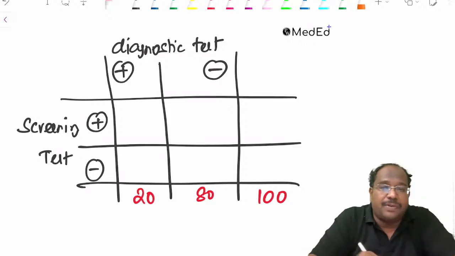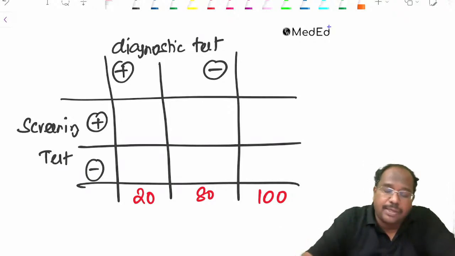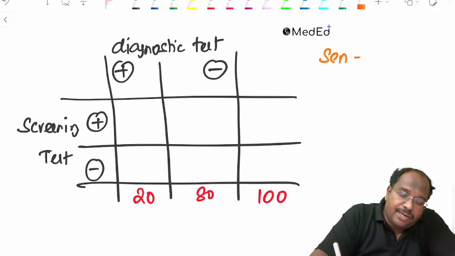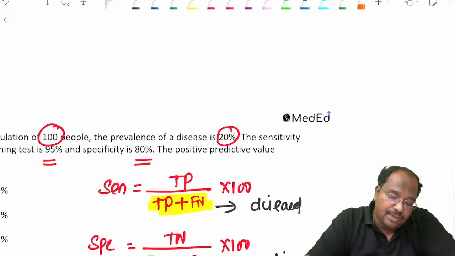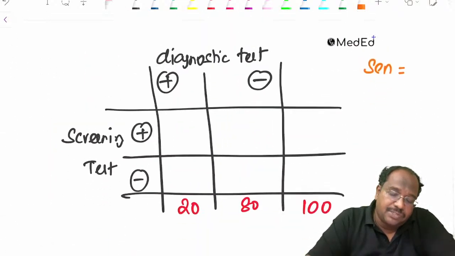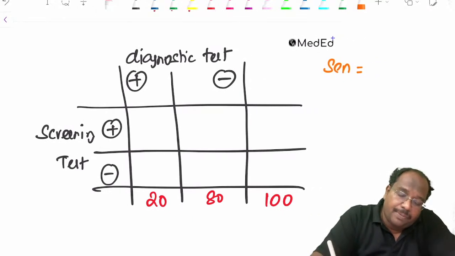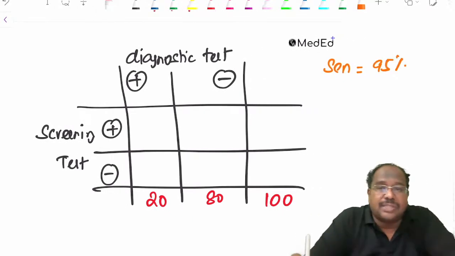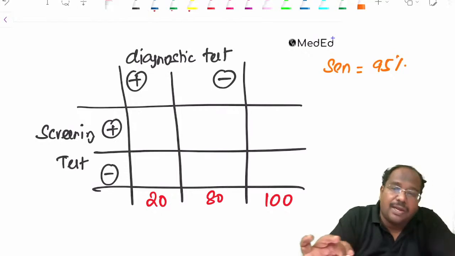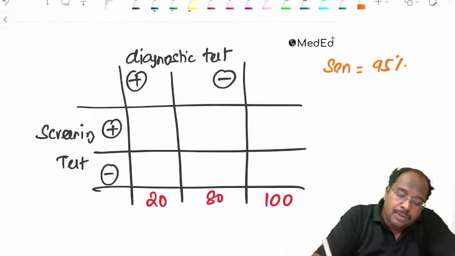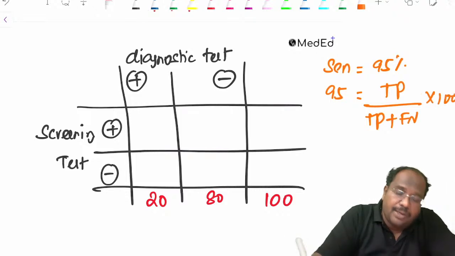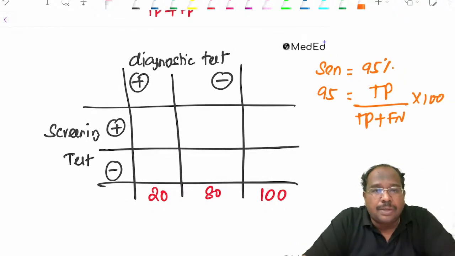Now what is the formula here? What they have given, we have to fill the remaining rows and columns. Sensitivity they have given is 95%, specificity 80%. What we already know: 95 is equal to true positives by true positives plus false negatives, multiplied by 100.